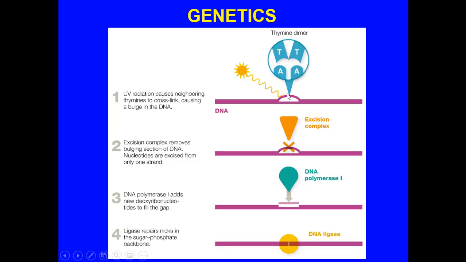Because once you form these thymine dimers, running across it and getting the exact information is not possible. And so you have to have, one, an excision complex that will detect it and then remove it. Two, DNA polymerase 1, which will help to take the break and fuse it together. And then finally, the entire break is brought together by DNA ligase.